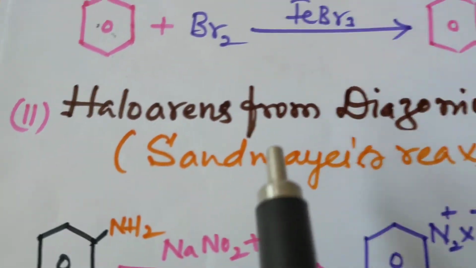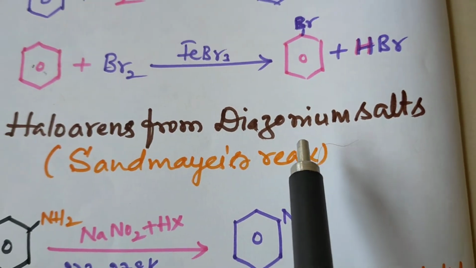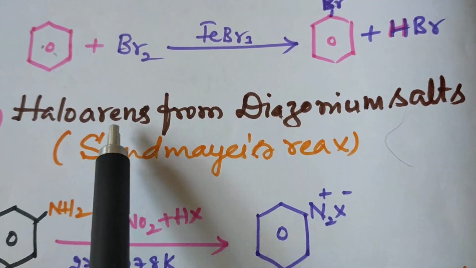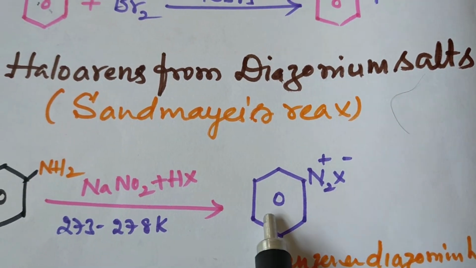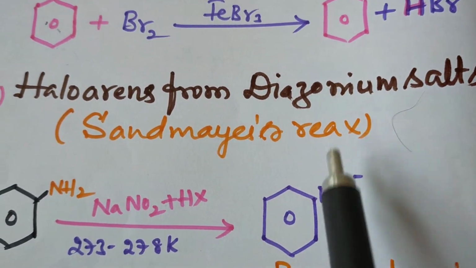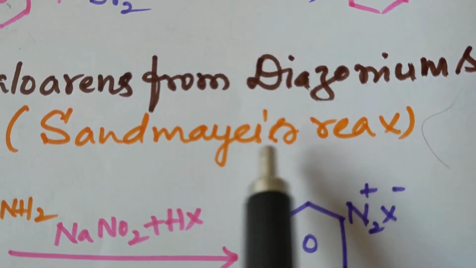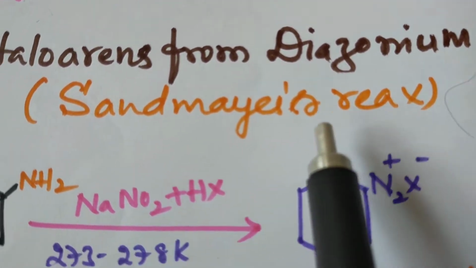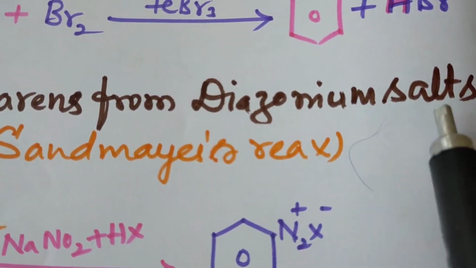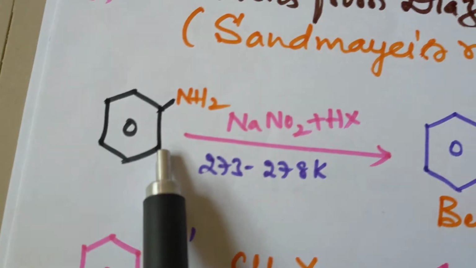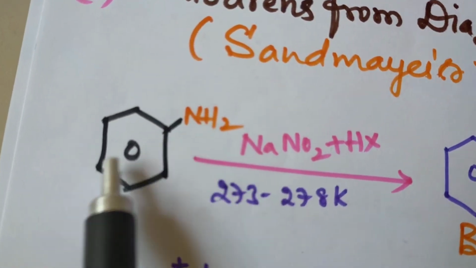Again, haloarenes from diazonium salts. You can observe the diazonium salts. The azo compound is a diazo compound. This is a benzene diazonium compound. This reaction is called Sandmeyer's reaction. How do we prepare benzene diazonium salts? Here we have aniline, benzene with an amine group.